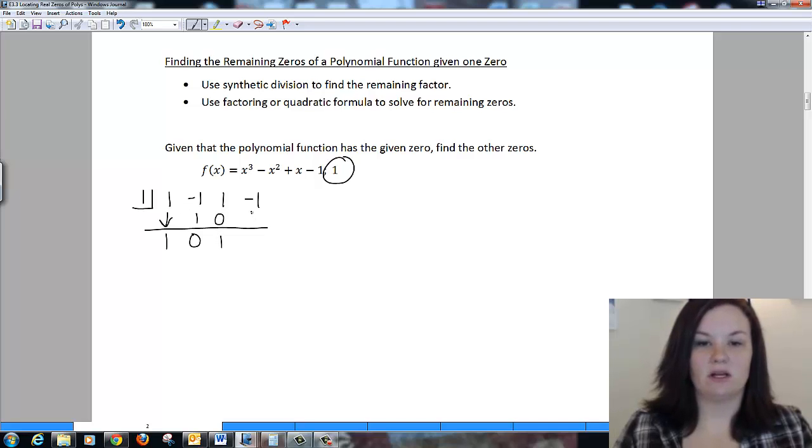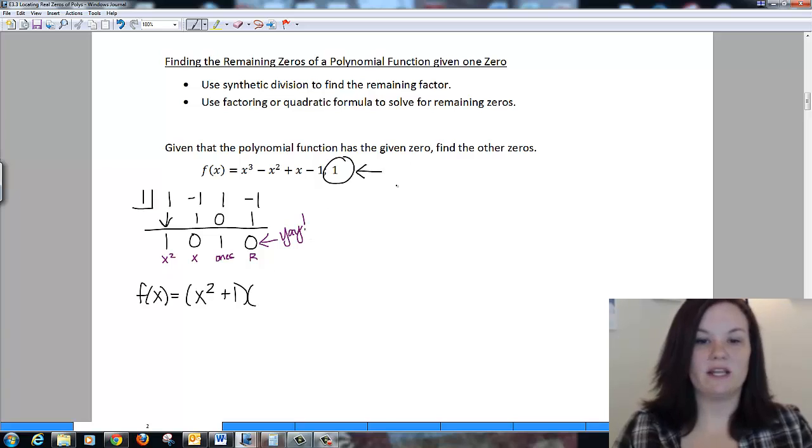1 times the 1 in my box is 1. I combine down and I get 0, which is good, right? We needed to get 0 in order for it to be a factor. Okay? Yay. So remember, this is our remainder. This is our ones unit, or our constant. This is our x term. This is our x squared, which means that when I have this f of x function, it is the same as my remaining factor here, which is x squared plus 1 times the zero that I used.